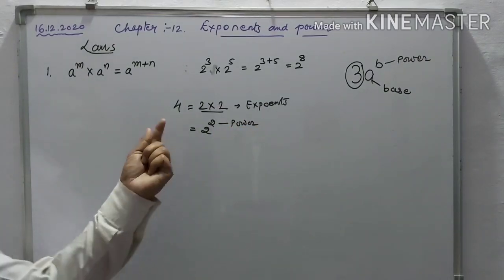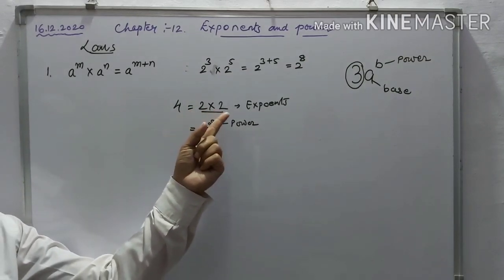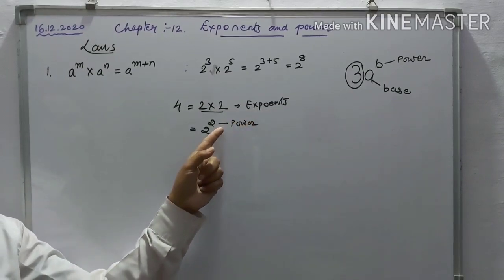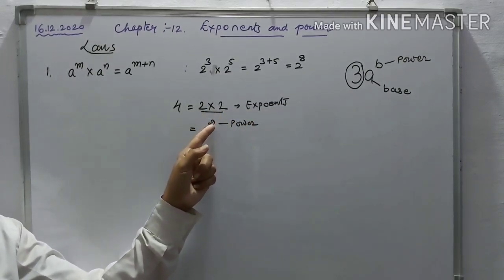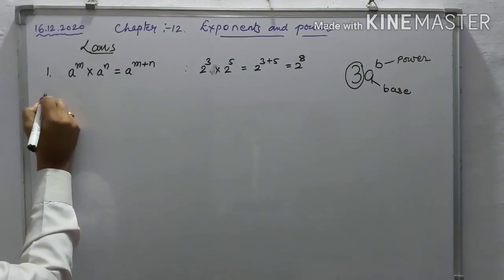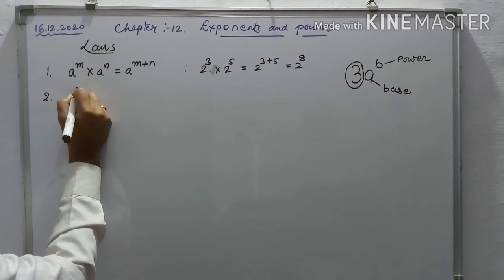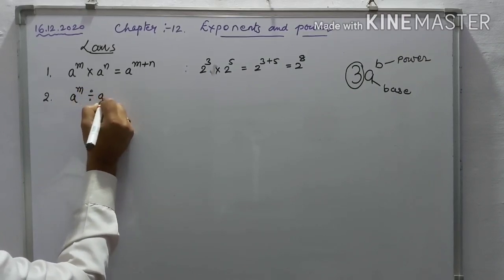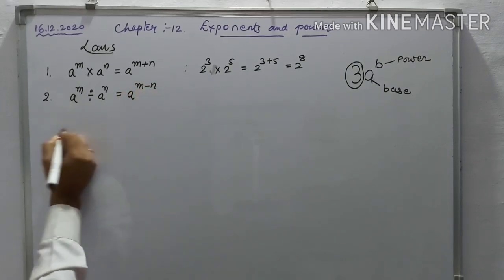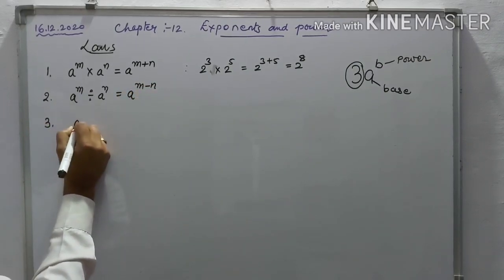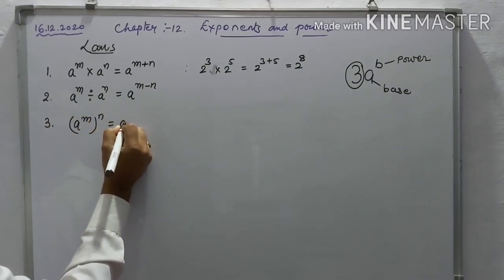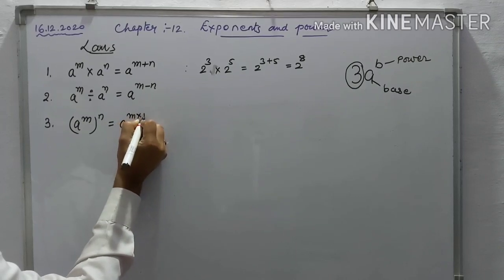So this is the 4, 2 multiply 2 is a factor of 2, called the exponent, and 2 power 2 is called the power. Okay, now second rule is the rule of division: the bases are same and divide, then the powers are subtracted. Third rule, suppose a power m and whole power n is equal to multiply the powers.